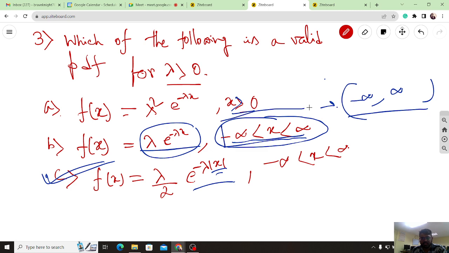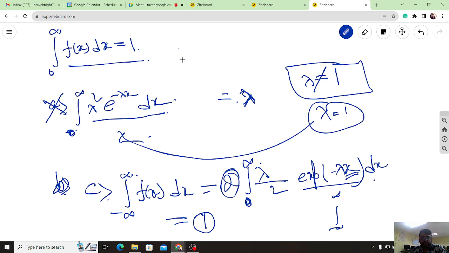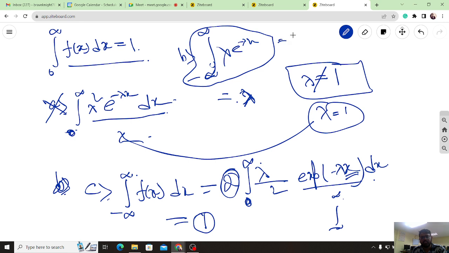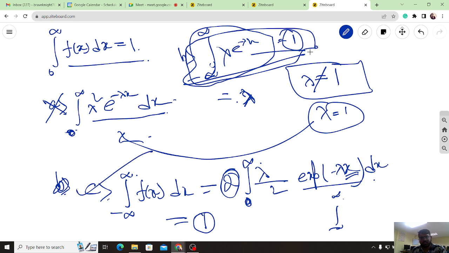This function, lambda e to the power minus lambda x, from minus infinite to infinite, is not integrable within this range. So basically it will not come to 1 also. So option C is the right answer.